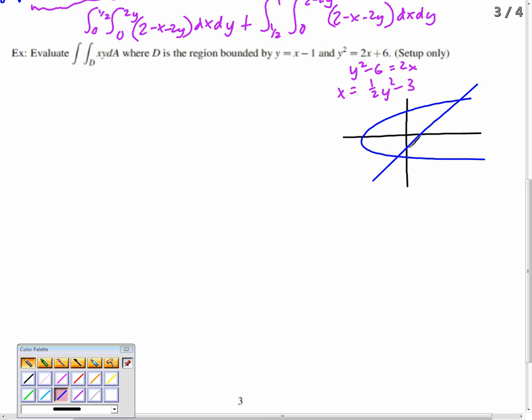Okay, so my picture looks like this. Like I said, this could be over a little bit. It could go right there. Let's figure out where the intersection points are. Well, I have a y squared, so I can square this and make this a y squared, right?